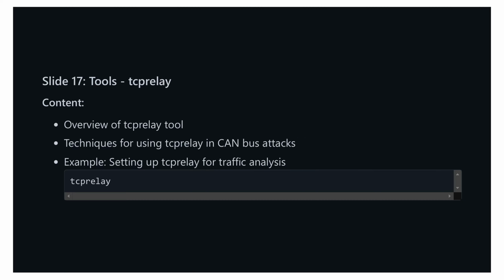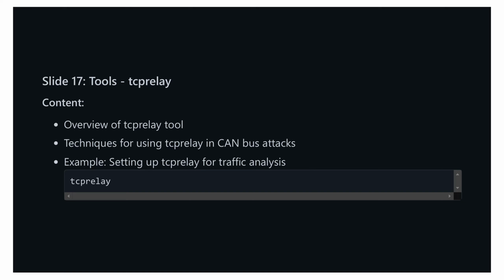Continuing from where we left off with Scapy, let's now turn our attention to TCP Relay on slide 17. TCP Relay is another essential tool in our arsenal, particularly useful for attacks on Controller Area Network (CAN) systems. First, we'll provide an overview of the TCP Relay tool.